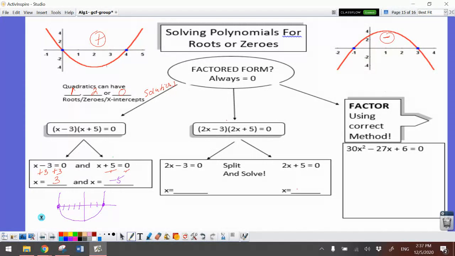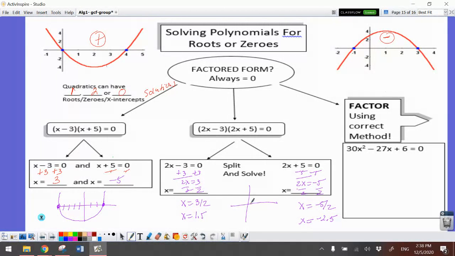So I have 2x minus 3 equals 0, and I have 2x plus 5 equals 0, and I'm going to go ahead and split them. So I'm going to solve. I'm going to add 3, and I'm going to have 2x equals 3, divide by 2. I come up with x equals 3/2. This one, subtract my 5s. 2x equals -5, divide by 2. X equals -5/2, which is -2.5. And this is x equals 1.5.